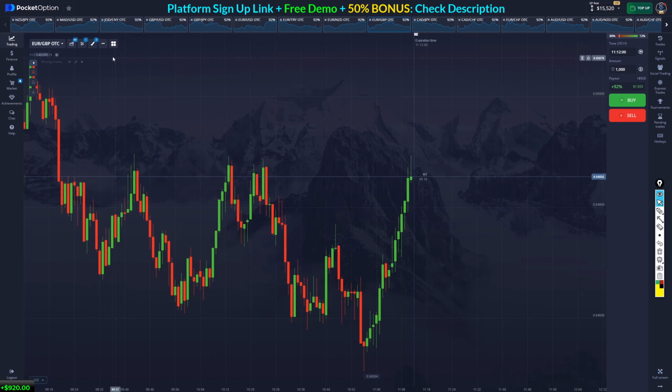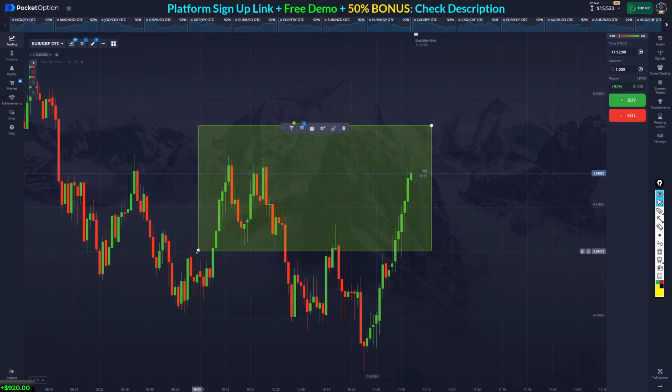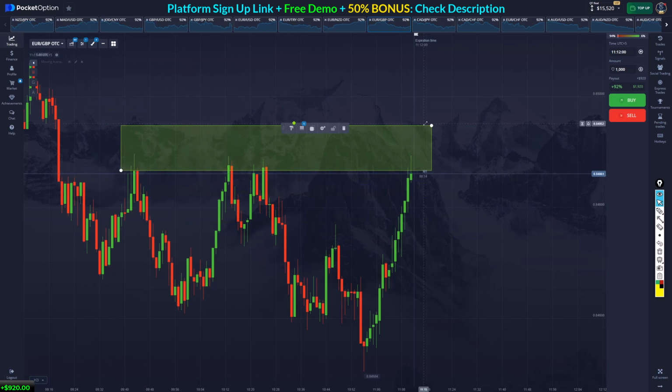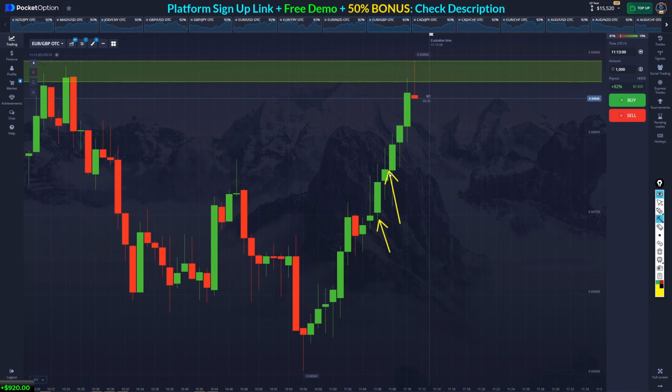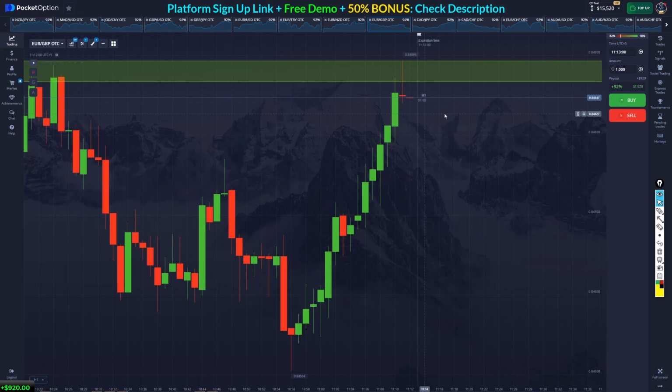All right, let me just draw this resistance area. This is where the market really likes to reject from. It's a very strong resistance area, but we have a momentum kind of movement to this resistance. All right, I would prefer to go with the buyers.